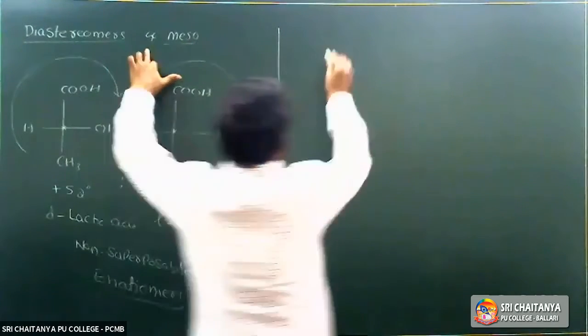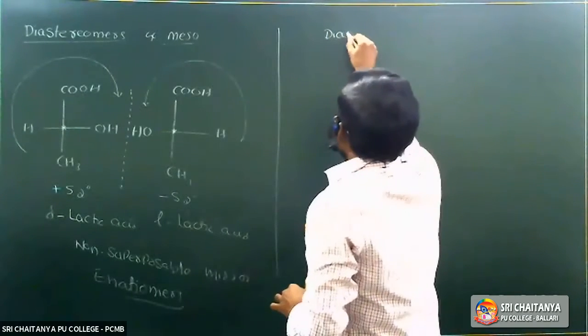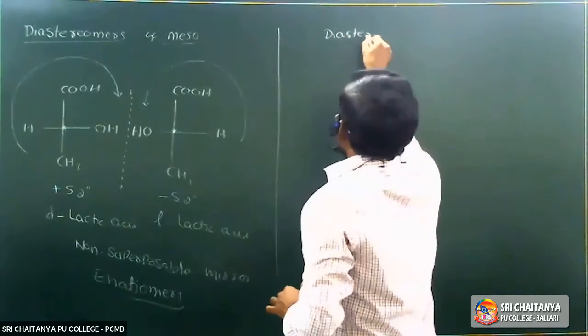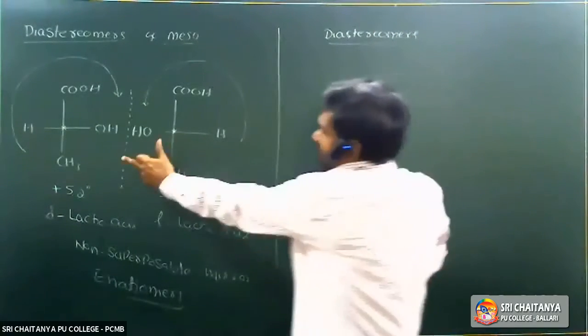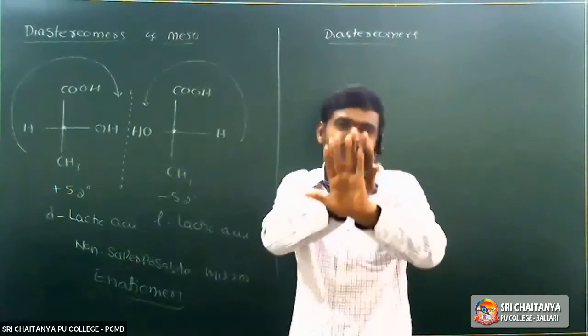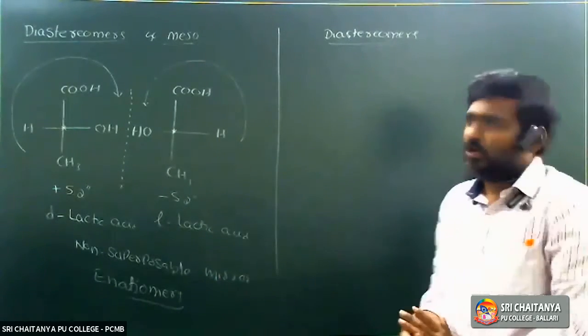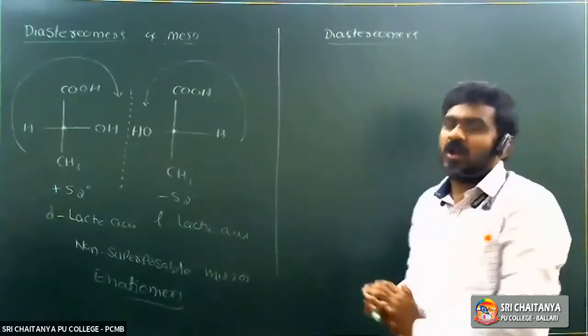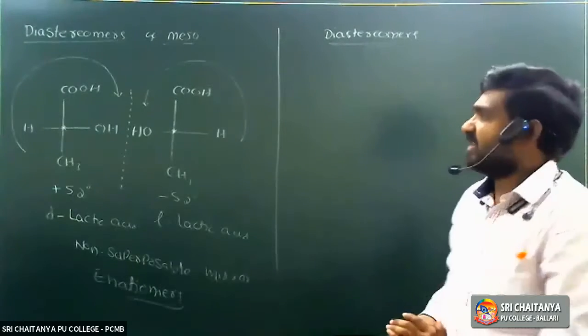Next one, diastereomers. So what are diastereomers? Enantiomers are mirror images, hence non-superimposable. Diastereomers means they are not mirror images. They are not mirror images.